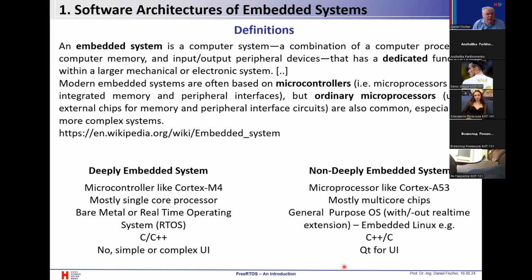The non-deeply embedded systems are systems based on a microprocessor like Cortex A53. Here we have mostly some multi-core chips. An example of such a system is the Raspberry Pi. You have there sometimes a general purpose operating system, sometimes with, sometimes without a real-time extension. As an example, embedded Linux or something like this.